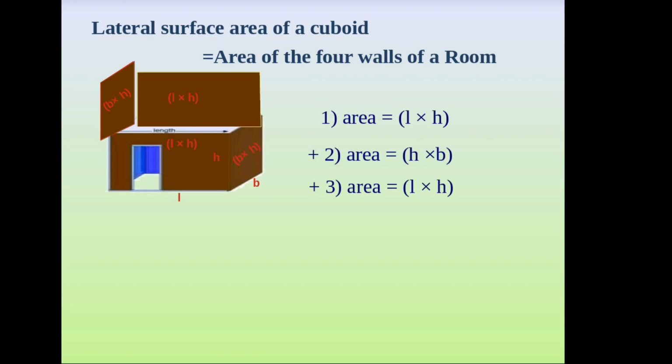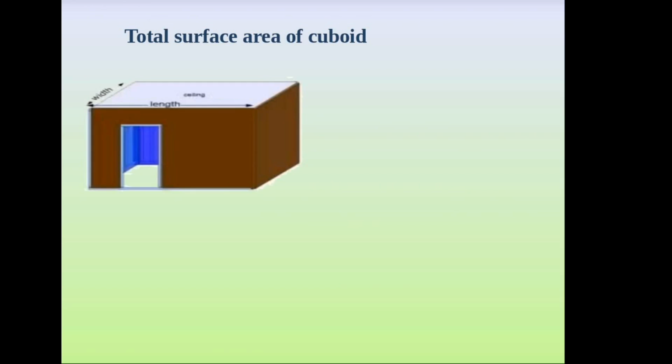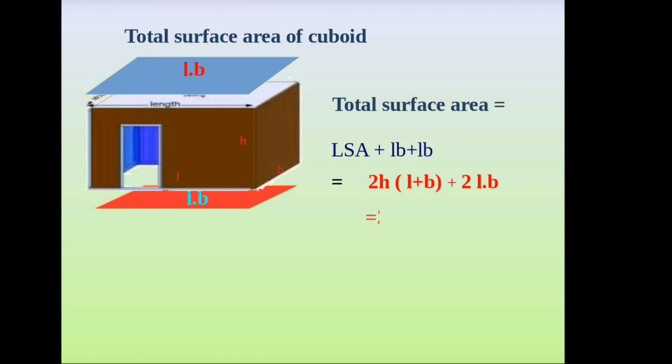And then the first area is LH, second BH, LH, BH. By adding all those, 2LH plus 2BH square units, that is 2H into L plus B square units is its lateral surface area of cuboid. Total surface area of cuboid. Now we have to add top surface area and bottom surface area to its LSA. Total surface area is equal to LSA plus LB plus LB, that is LSA, 2H into L plus B, plus 2LB, 2LH plus 2BH plus 2LB, taking 2 common, 2 into LB plus BH plus LH square units.